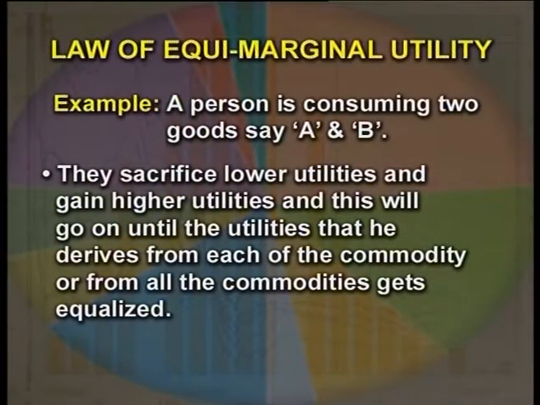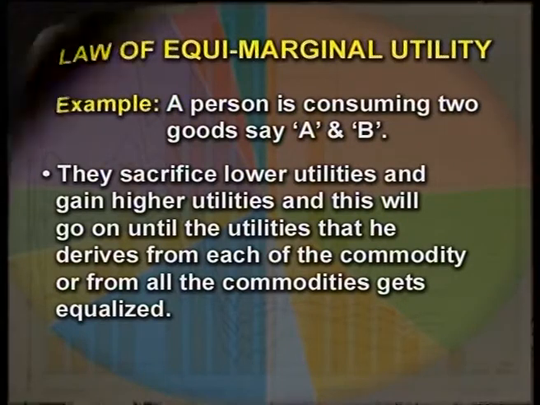And therefore, when people are purchasing goods, they try to transfer their expenditures from less utility giving items to higher utility giving items. In that manner they sacrifice lower utilities and gain higher utilities, and this will go on until the utilities that they derive from each of the commodities, all the commodities, get equalized.